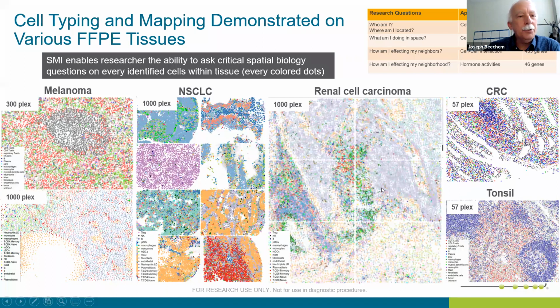Okay, this is what it looks like when you're doing this, and we've got a lot of different types of FFPE samples run through the SMI at this stage. I'm just showing you a handful of these. We do a lot of disease-based research here at NanoString, so that's why most of these look like different types of cancers: melanoma, non-small cell lung cancer, renal carcinoma, colorectal. We also look at things like tonsil, lymph nodes, those types of things. But in every case, you can do this high-plex, high-efficiency cell identification and then start looking at functional differences.